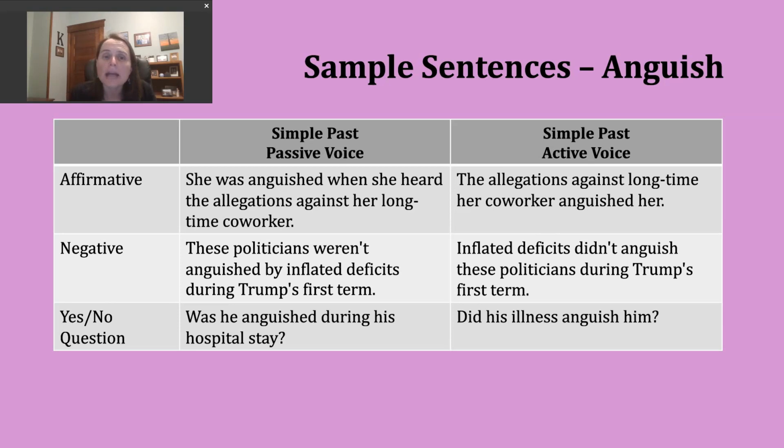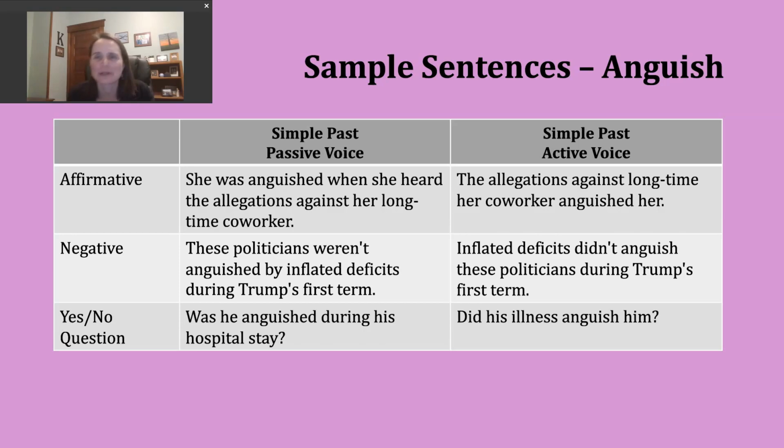Now let's look at negative sentences. In the passive voice, again, we start with our object. We're going to use either was or were, then not, and then that participle form of the verb. Here's another example. These politicians weren't anguished by inflated deficits during Trump's first term.